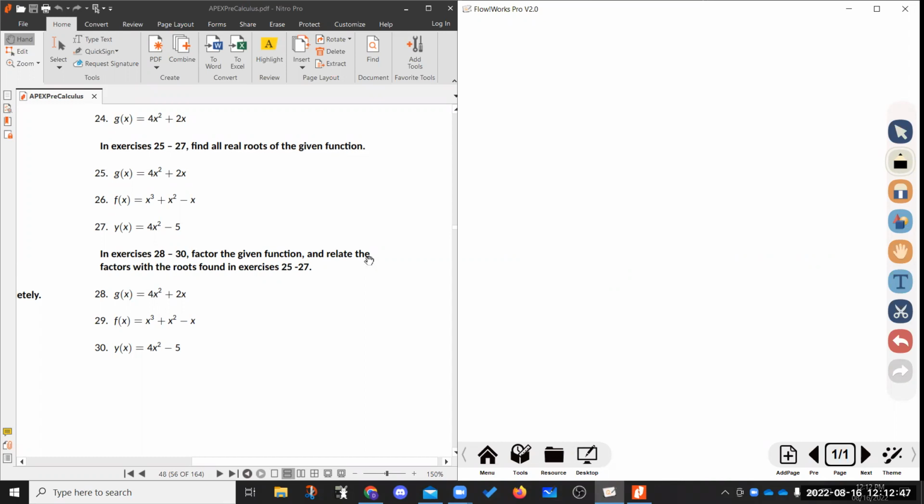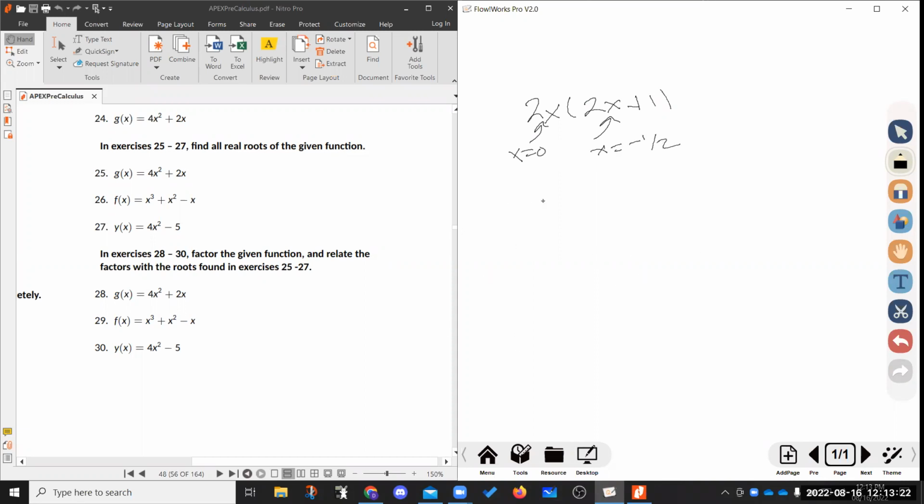Factor the given function and relate the factors with the roots found in the exercises above. So we already did that. So let's go back and factor this. 2x times 2x plus 1. So this is the factor that generated the answer x equals 0. This is the factor that generated the answer x is equal to negative 1/2.